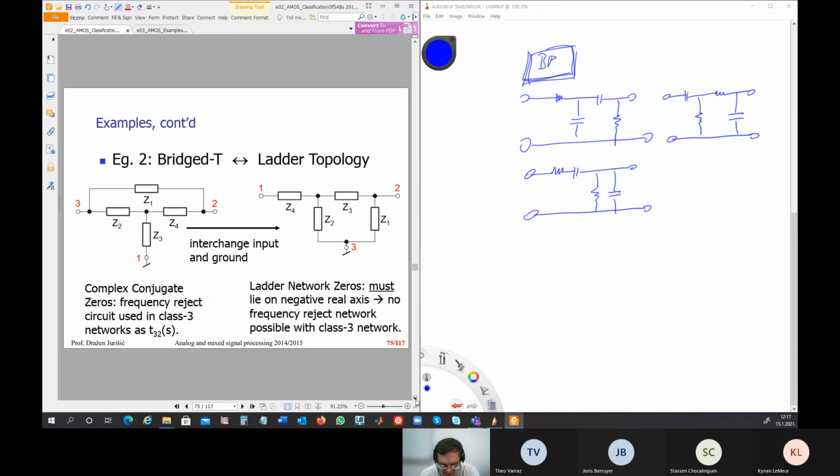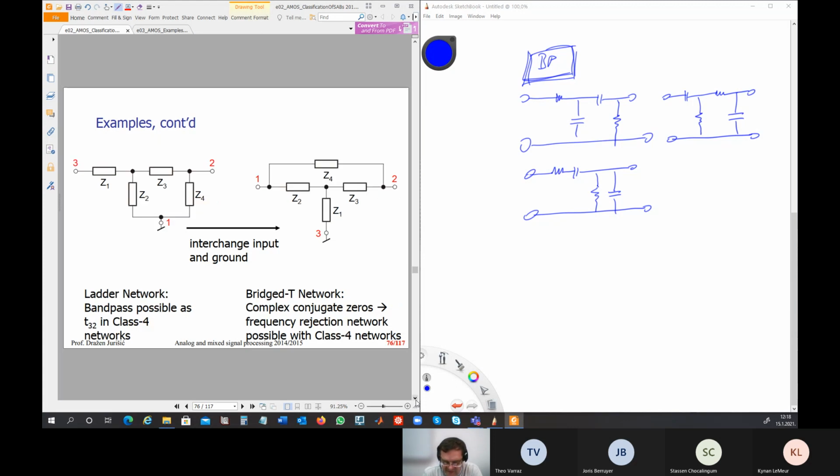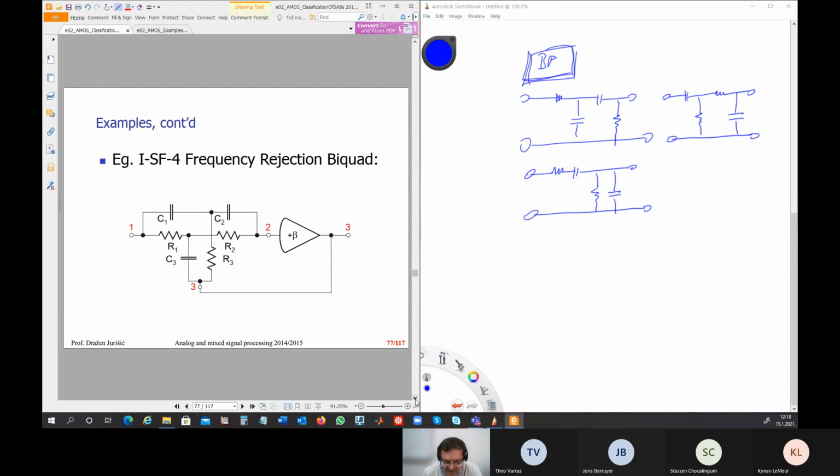Okay. So it's also good to say at this point that if some network has a bridged T, and if you exchange 1 and 3, then it will become like a ladder. So bridge T becomes ladder if you exchange input and ground, or nodes. And vice versa, of course, if you have a ladder network and you exchange 1 and 3, you again obtain a bridge T network. And this is finally our circuit.